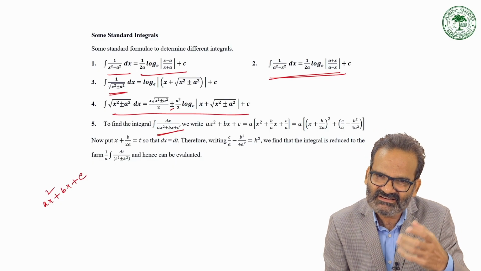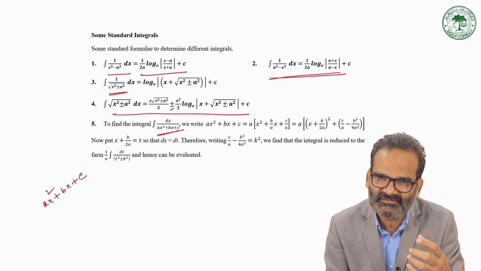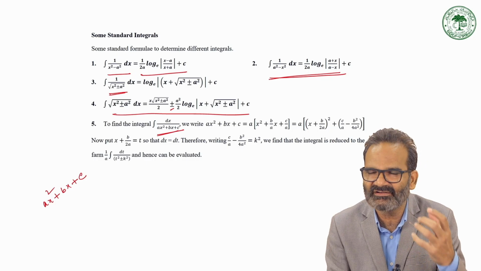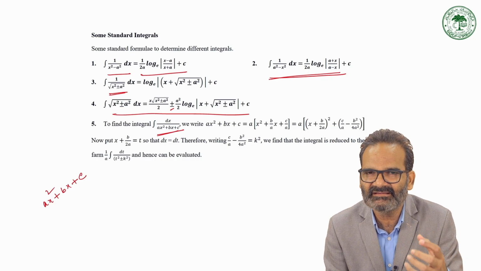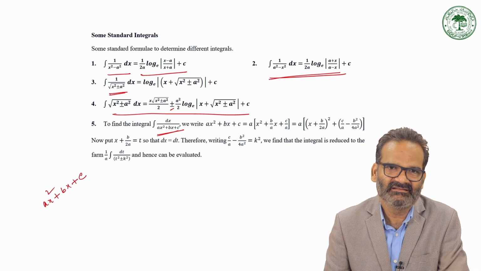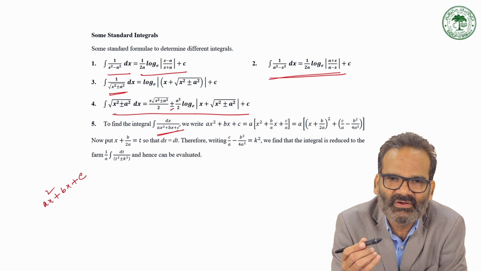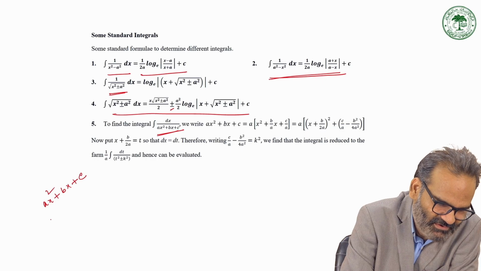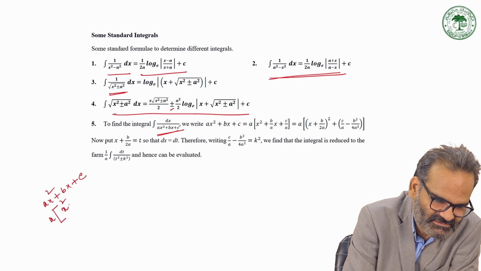So we will use the same technique here. ax² + bx + c is any quadratic equation, where a, b, c are any three constants, right? So we will make this quadratic equation a perfect square by doing what? By taking a as common. If you take a common, what is left? x² + (b/a)x + c/a, right?